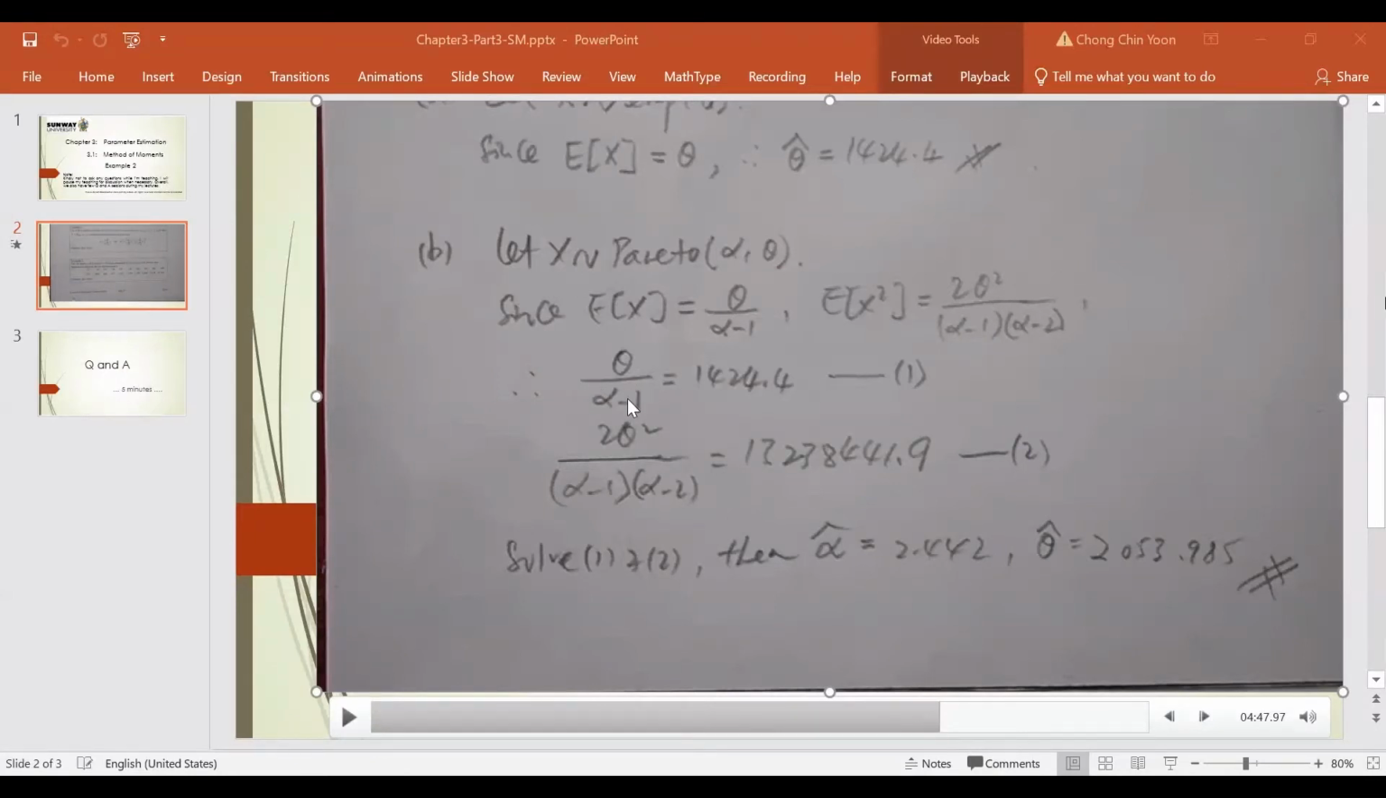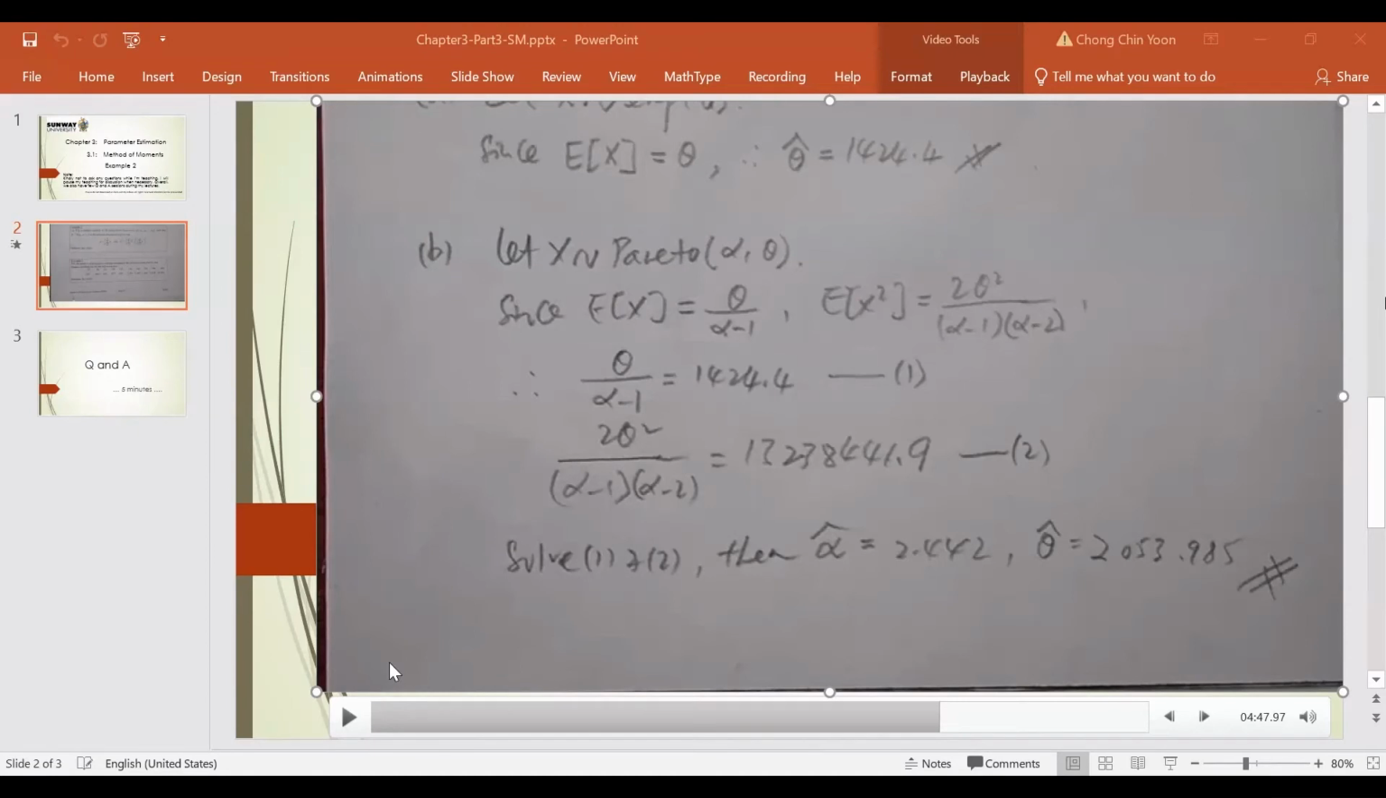Substitute theta divided by alpha minus 1 inside here, because this is 2 theta square, which is equal to theta divided by alpha minus 1. So you can substitute directly the whole thing. After that, you can solve again. Okay, so this is part B. This is the way we calculate the parameters of Pareto. So you have to involve the first raw moment and also the second raw moment. Remember, you will have the formula from table C compared to the value that we have calculated.